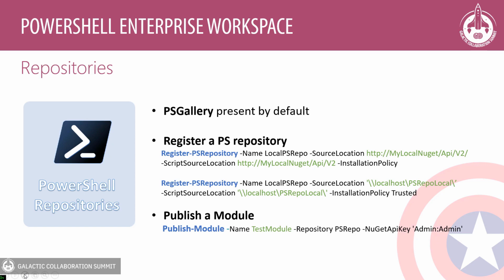For us to register a repository inside of the company or inside the server, it's just a matter of running the Register-PSRepository with a name. We put the name, the source location, script location, and we impose the installation policy also. We can do it with a web server or with a file share on the second case on the example. To publish a module, it's simple, just Publish-Module, name the module, fill in the repository name, and have an API key addressed to it.